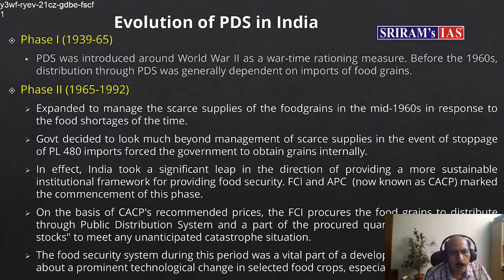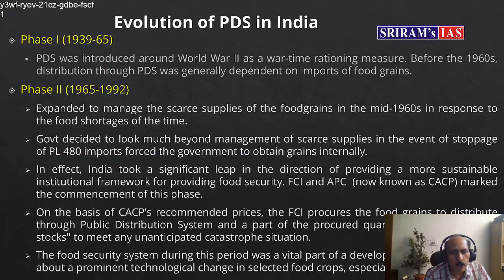Then, ensuring the MSP through procurement policy, the government procured the food grains from the farmers. These procured food grains are kept in the central government godowns, which are distributed to the states as per their requirement. And therefore, in this case, the two important institutions played a very important role.